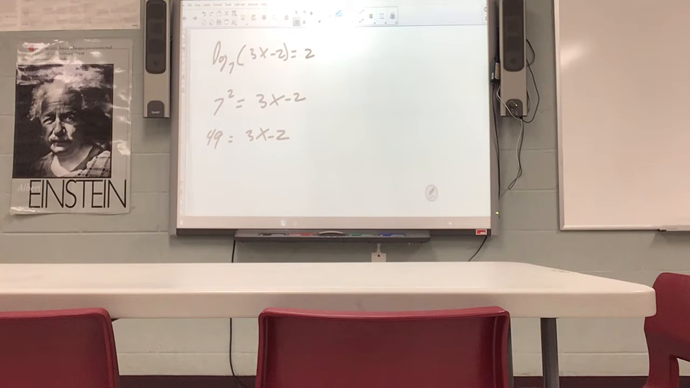Now you got a two-step middle school equation. What should we do? Add your 2. So that's 51 is equal to 3x, divide by 3. And we get 17. Nothing to it.